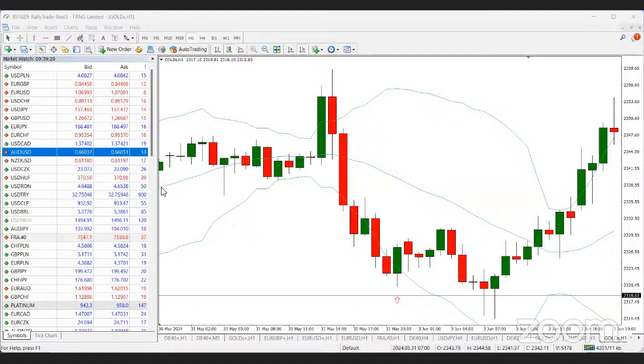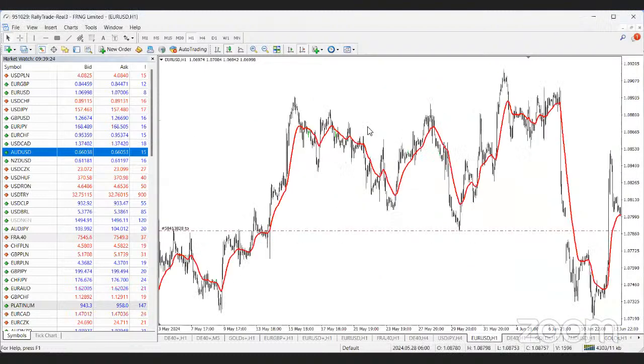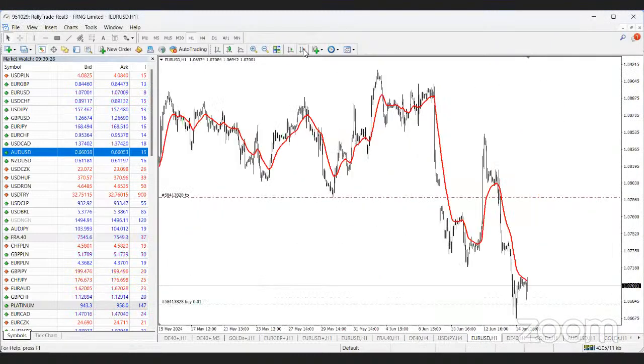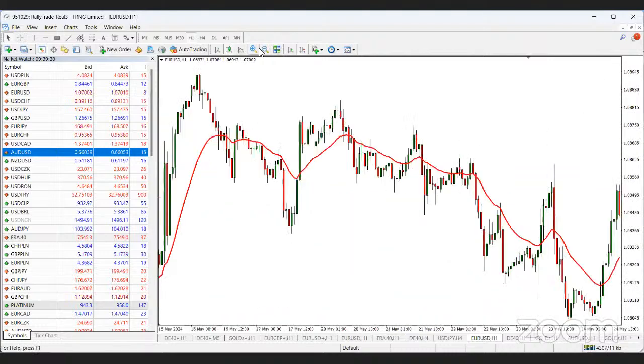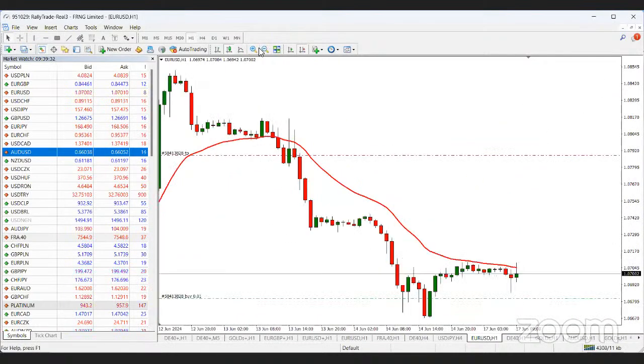All right, so let's go back to analysis now. Let's go to Euro USD very fast. So Euro USD, let's go to here and look at what's happening on Euro USD. So Euro USD is attempting to climb up, okay? But there's a little bit of struggle.